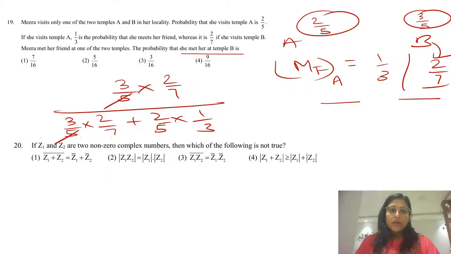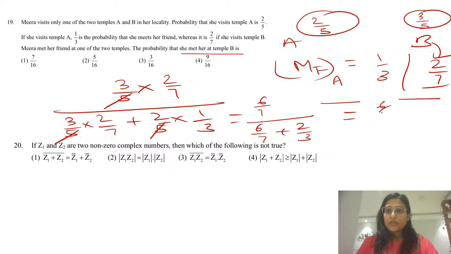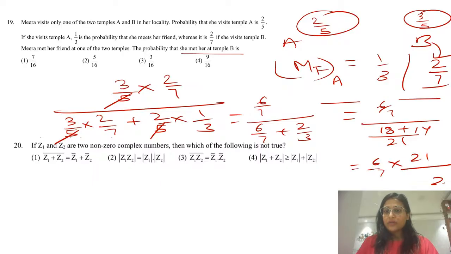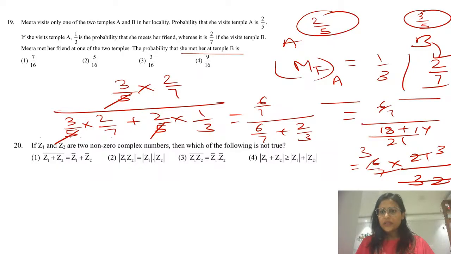Okay. Everywhere 5 can be cancelled out. 6 by 7 whole divided by 6 by 7 plus 2 by 3. When you solve this, you will get 6 by 7 and here it is 21, 18 plus 3 sevens are 14. So 6 by 7 into 21 by 32, and then 9 by 16 is the answer for this.